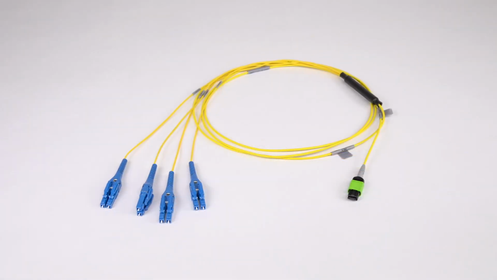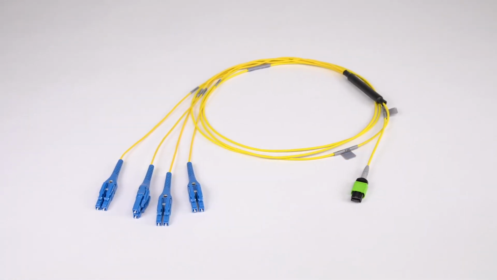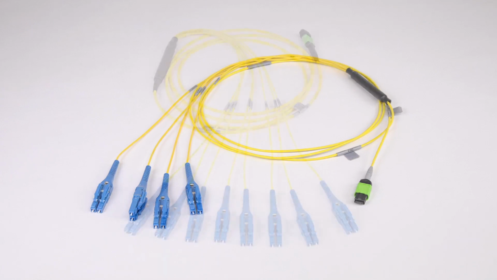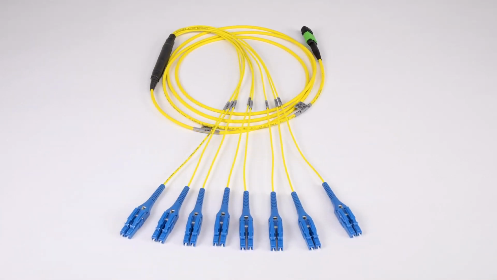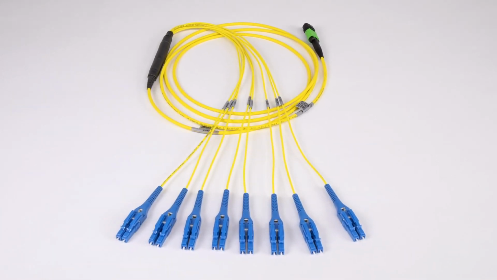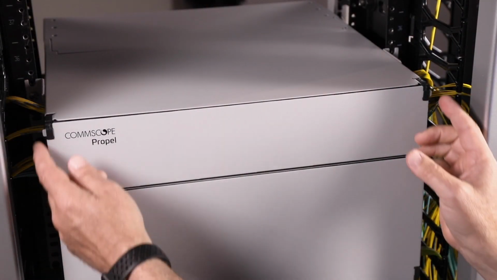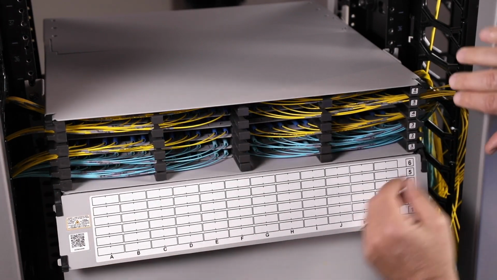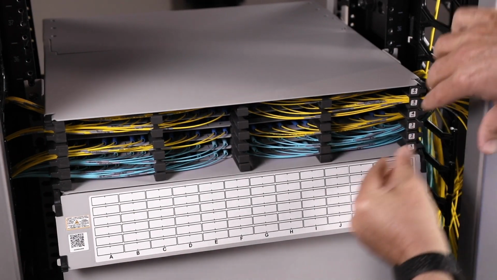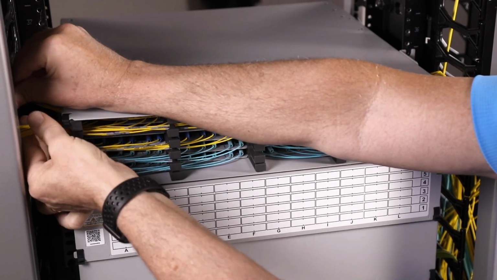Say you want to keep the same fiber count, but transition LC duplex to an MPO 8, MPO 16, or SN connection on the local network device. Start by disconnecting the patch cords. At the front of the panel, release the patch cords from the vertical management system. This creates slack on either side of the blade.